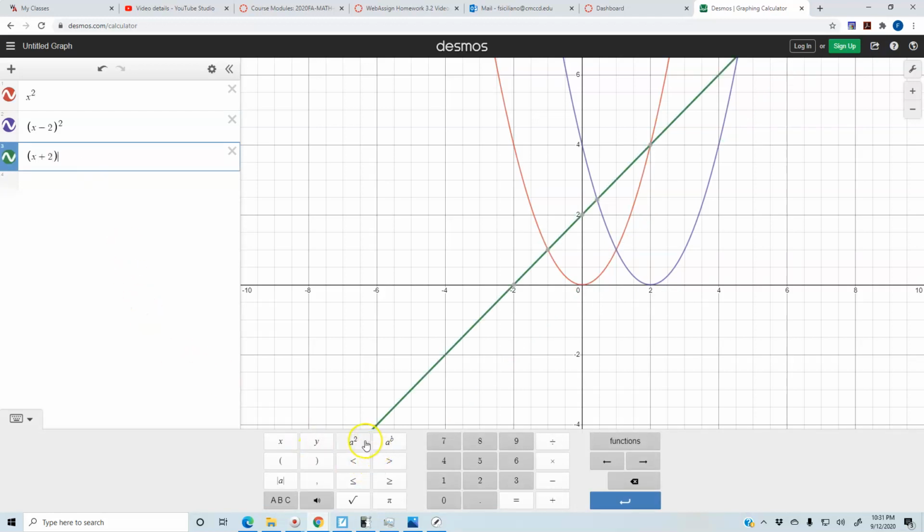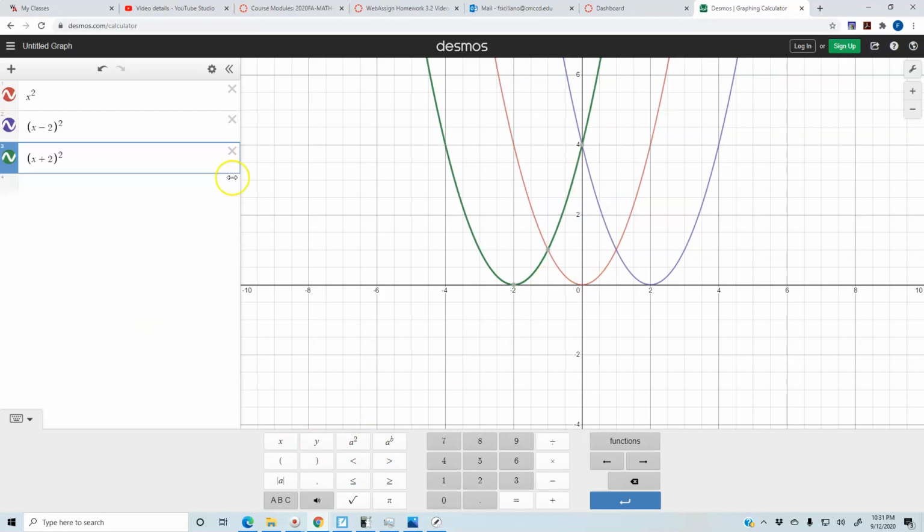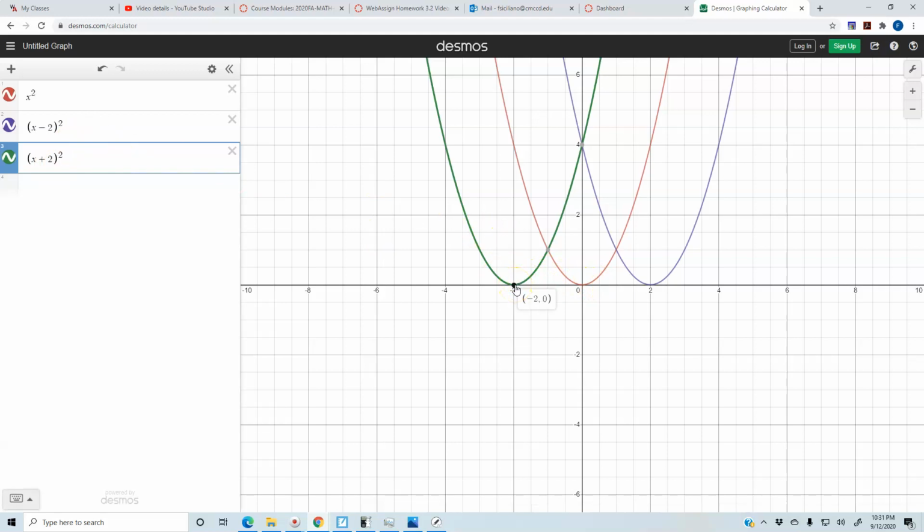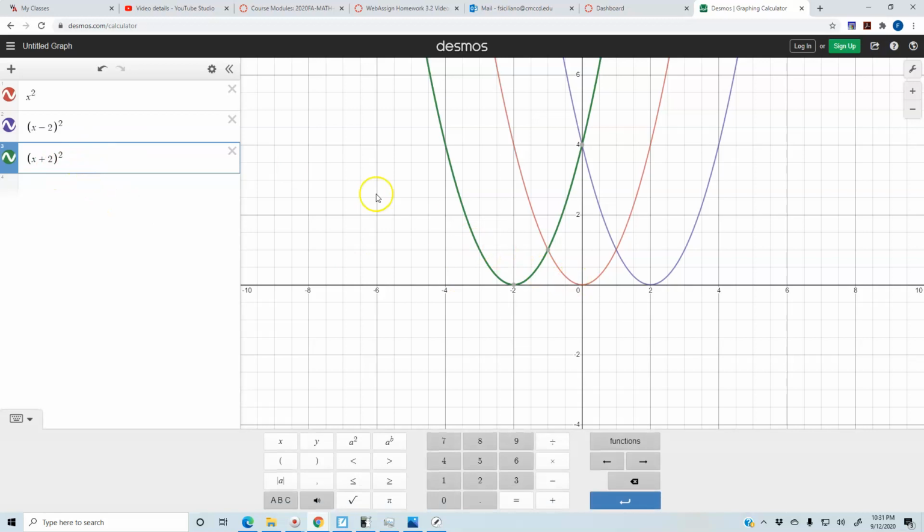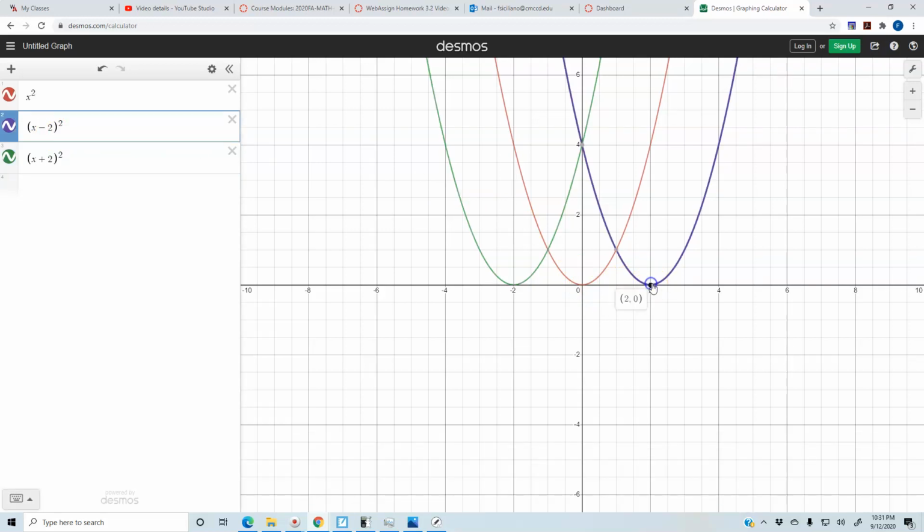Now let's see what happens if we put in x and then add 2 to that. What do you think is going to happen here? You can see here that when we're adding 2, we're now shifting it to the left 2 units. So that is a horizontal shift. x minus 2 is a horizontal shift to the right. x plus 2 is a horizontal shift to the left.